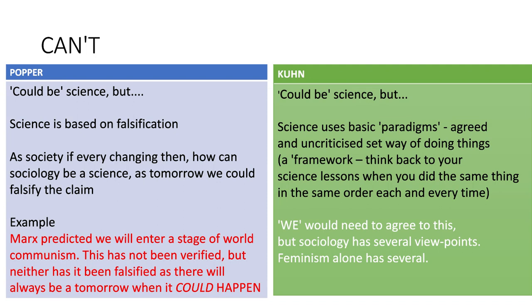Functionalists, Marxists, feminists, postmodernists, late modernists all disagree on society and the view of society and what society should be doing. Feminism alone cannot even agree with itself. It has different branches of feminism. We would all need to agree on a single way of studying society. The problem is we can't, because there's several views. So this is why we can't study society as a science.